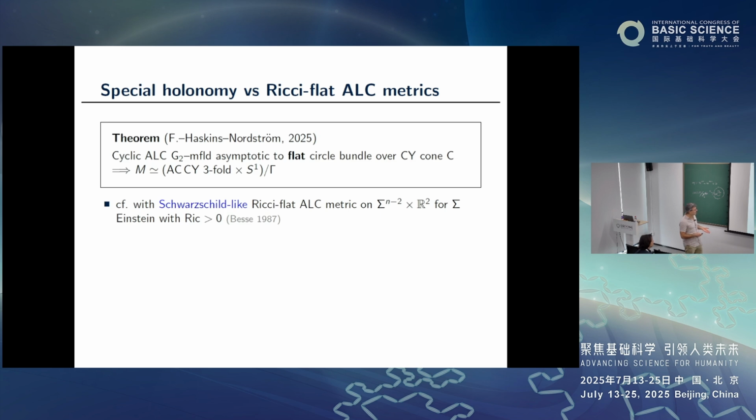The simplest ones are actually very simple. They're just higher dimensional analogs of the Euclidean Schwarzschild metric. You can take any compact Einstein manifold with positive scalar curvature, take the product with R2, and then put a warped product metric on this. At infinity, this looks like S1 coming from rotation in R2 times the Ricci flat cone over this Einstein manifold. Okay, I'll finish here. Thanks.